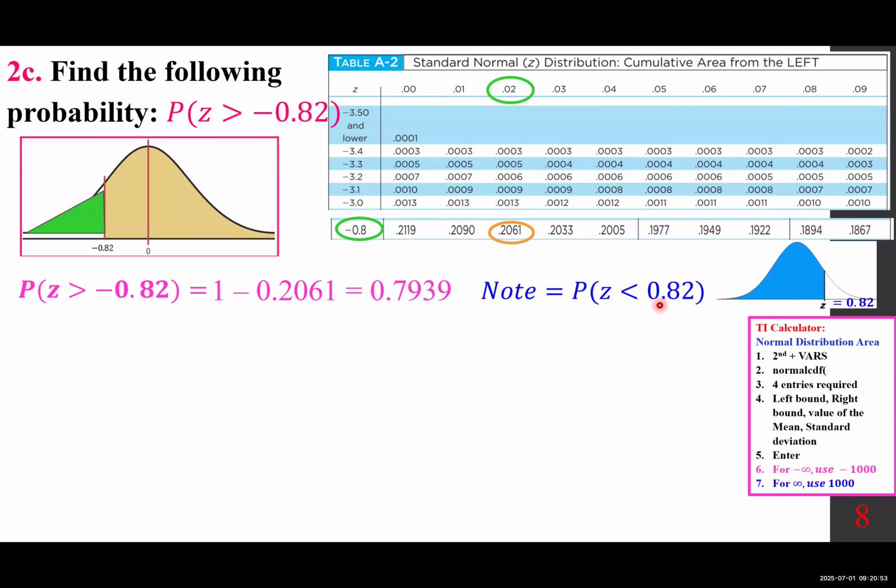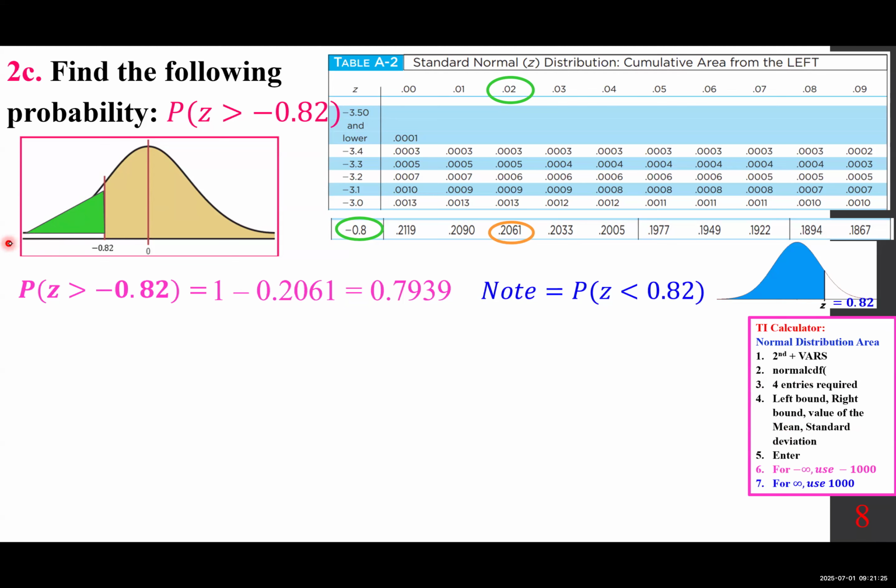All right, so to a calculator, normal distribution area. If you want the area, you go again with second variables, and now you go with normal CDF. You need to put 4 entries. The left bound, the right bound, and the mean and standard deviation. Now, here's what happens. It's important to know if you are looking at the left bound, in this case, if you're looking at the green one, this is negative infinity.